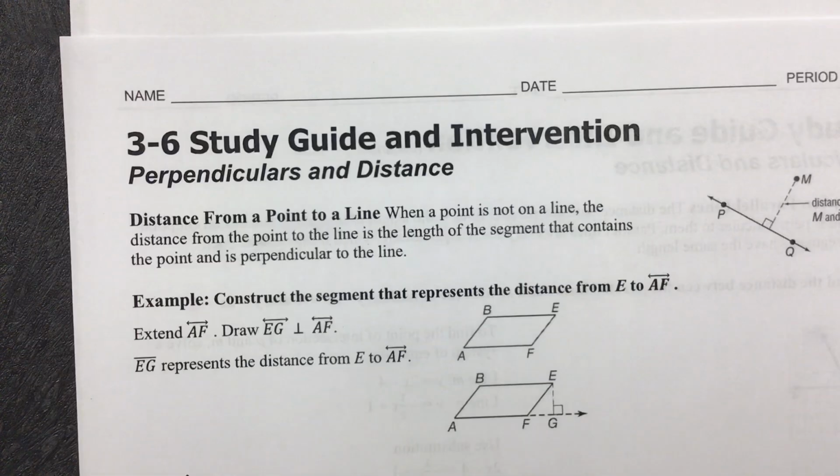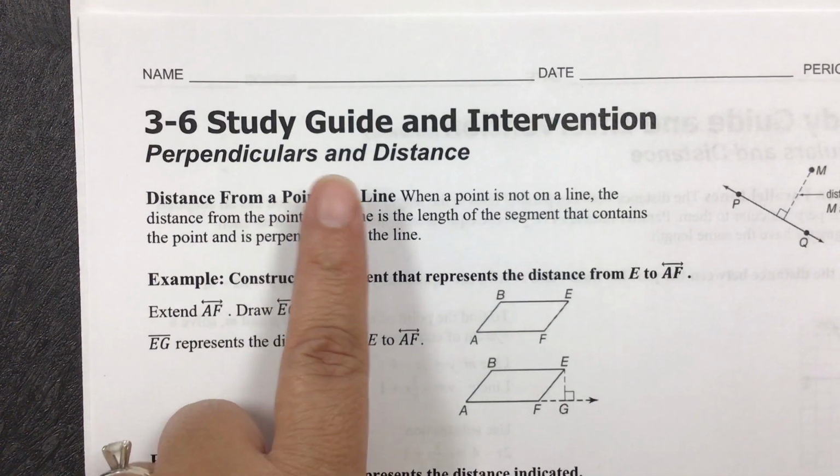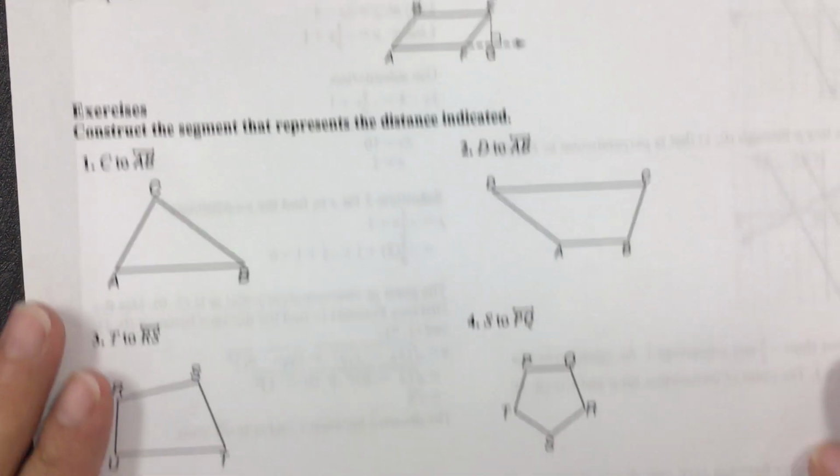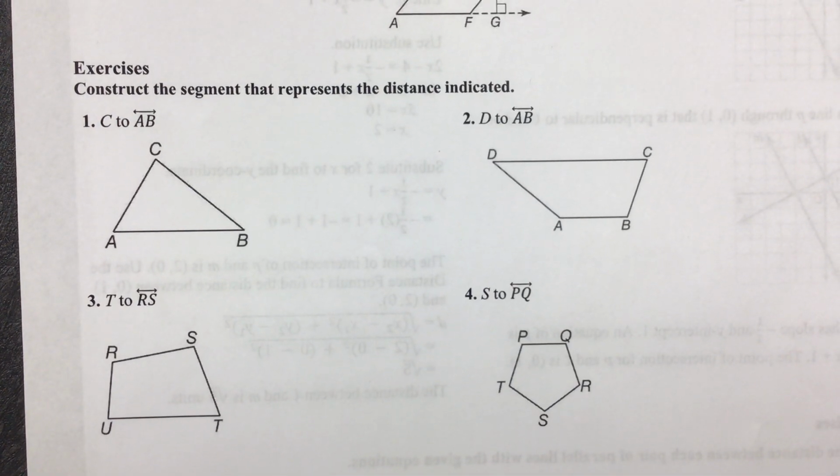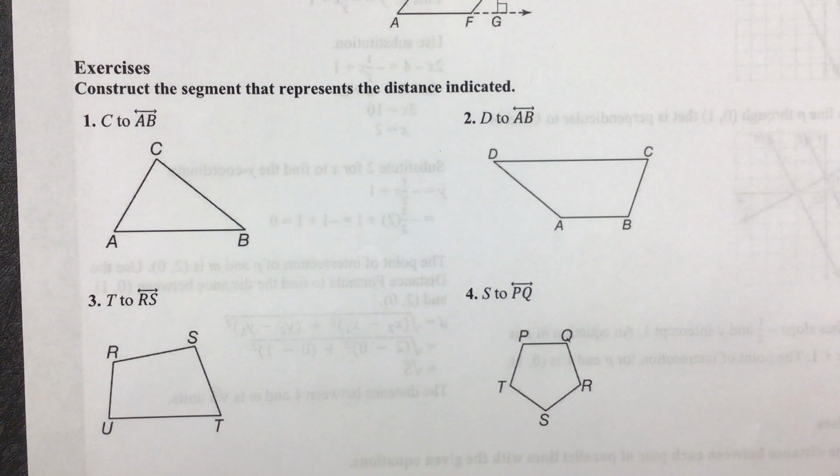This is the notes for section 3.6, perpendiculars and distance. We're going to first look at questions that look like this. It says construct a segment that represents the distance indicated.